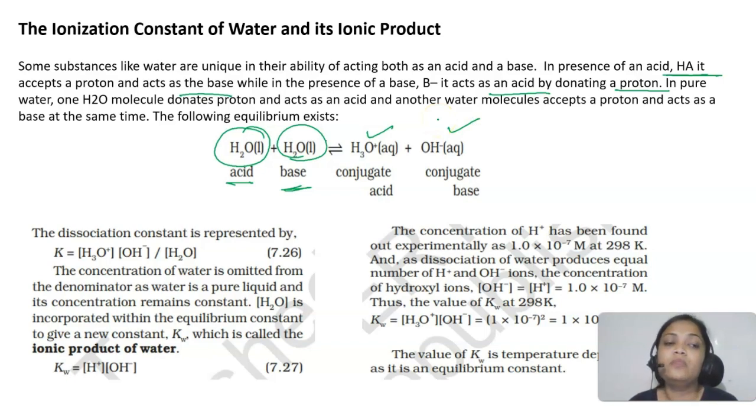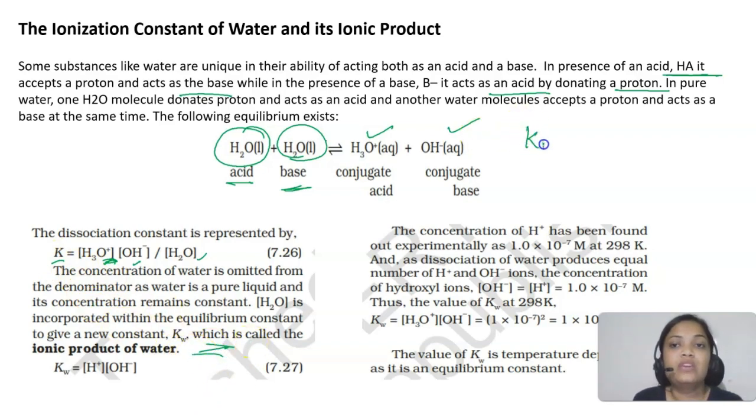Now if you have to write down the dissociation constant, again K is equal to the concentration of products by the concentration of reactants, but here we omit the concentration of water, because water is a pure liquid and its concentration will be constant. We have studied it in equilibrium constant also, that we do not consider the concentration of pure liquids and pure solids, so that is constant, and we will incorporate it in the equilibrium constant and we will be getting a new constant. So that new constant is called the ionic product of water.